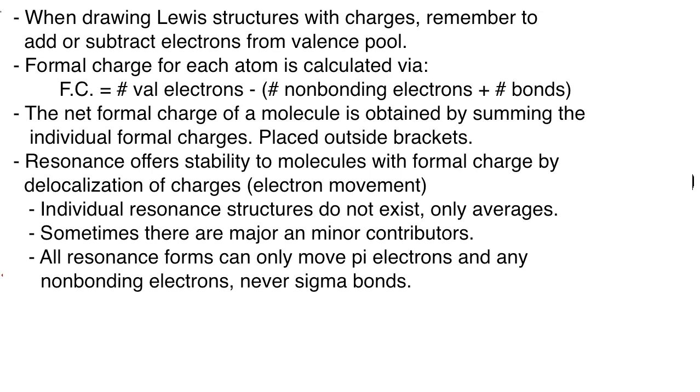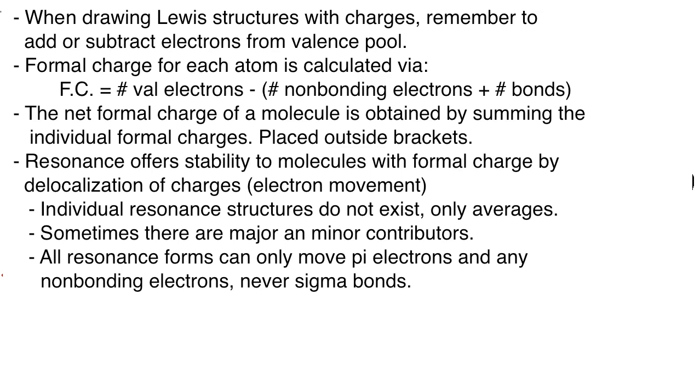All resonance forms can only move, this is very important, can only move pi electrons and any non-bonding electrons. I say any non-bonding because, again, technically free radicals can be moved around, but any non-bonding electrons, whether they be radicals or pairs, can be moved. But key here, you can never move sigma bonds when you are dealing with resonance forms. That's going to break apart the molecule or reassemble it in a different structure. And then you're talking about structural isomers, or you can call them constitutional isomers, whatever you prefer. But it is not a resonance form at that point.